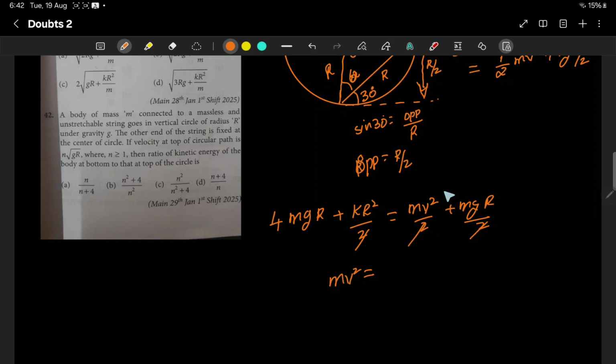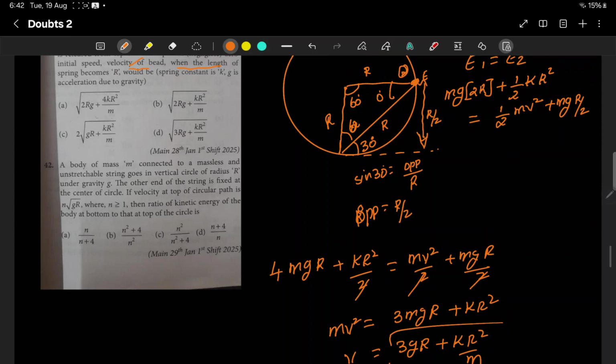We will get mv squared, which is equal to, if I subtract this, 3mgr plus kr squared. So here your v squared is nothing but 3gr plus kr squared by m. If I want to find v, I have to take the square root. So I am getting v equals the square root of 3gr plus kr squared by m. So this is the answer.